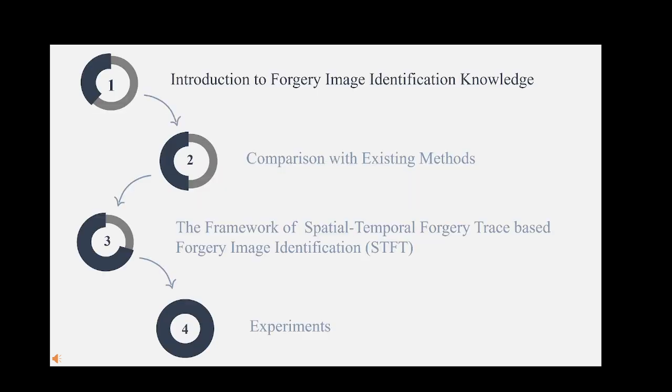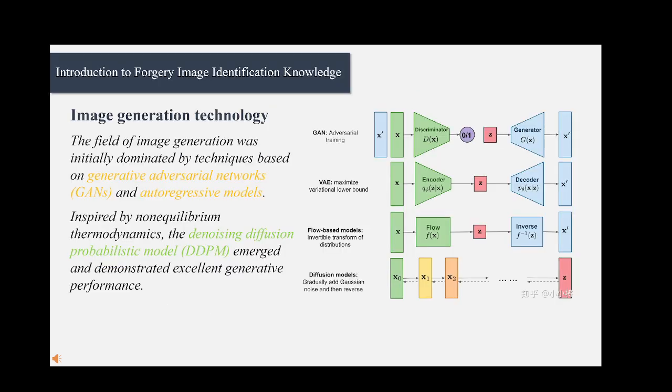Introduction to Forgery Image Identification Knowledge. The field of image generation was initially dominated by techniques based on generative adversarial networks and autoregressive models. The continuous evolution of these techniques led to the emergence of landmark products, such as BigGAN and DALL-E. However, these methods still face limitations in terms of controllability, stability, and complexity of content generation.